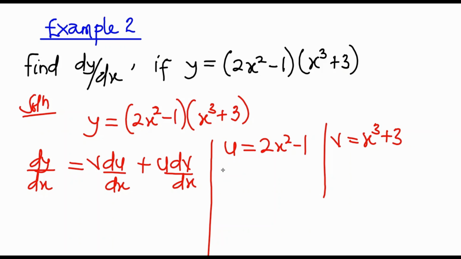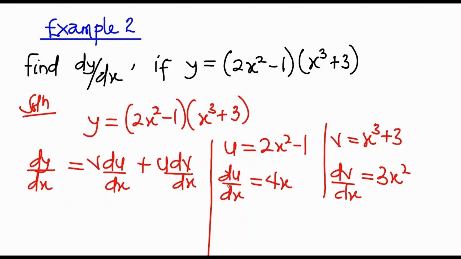In this case, we differentiate them with respect to x. So here we have du/dx, differentiate 2x squared with respect to x, that gives us 4x, and then we have dv/dx, differentiate x cubed with respect to x, that gives us 3x squared.